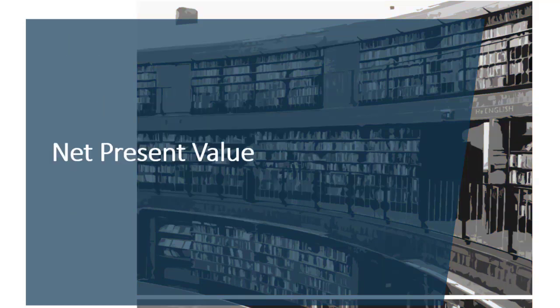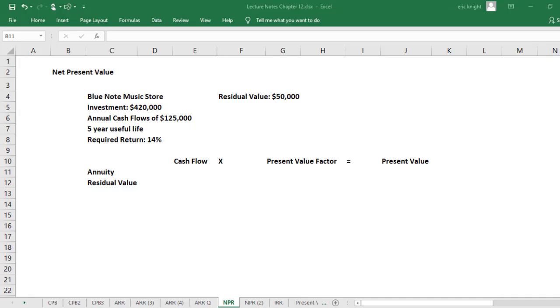The next ratio we're going to look at is called the net present value. The benefit of the net present value is it looks at the proposals using time value of money. So let's look at this example.